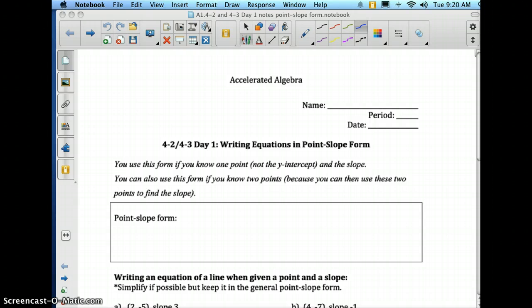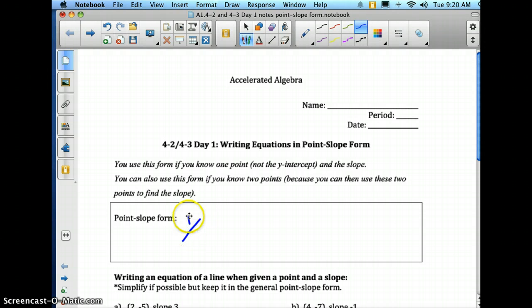Does anybody remember it? You said we did it last year. No. A-Rod, what is it? y minus y1 equals m times the quantity of x minus x1. Yeah. Okay. That's point slope form.